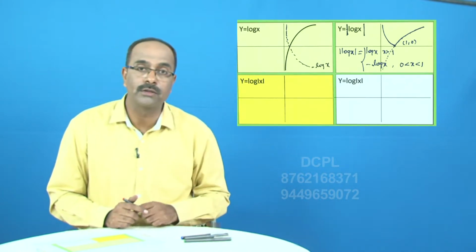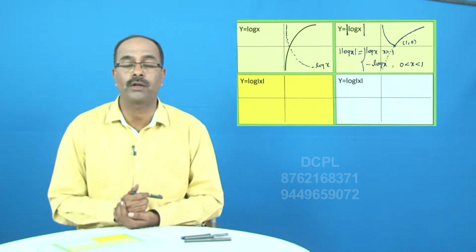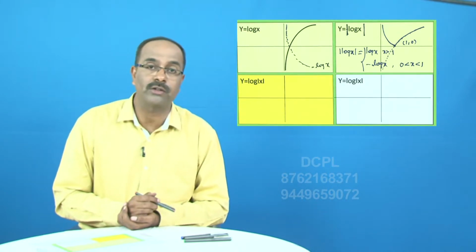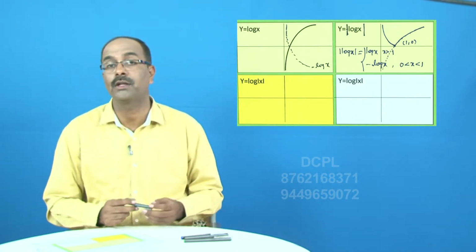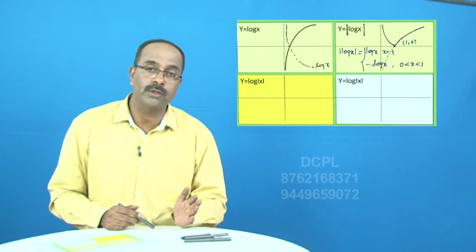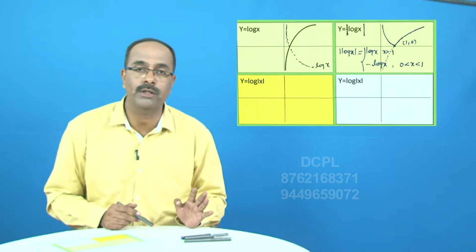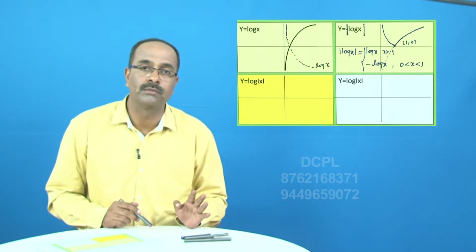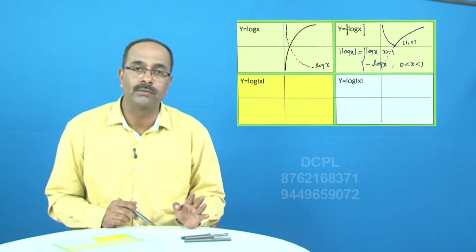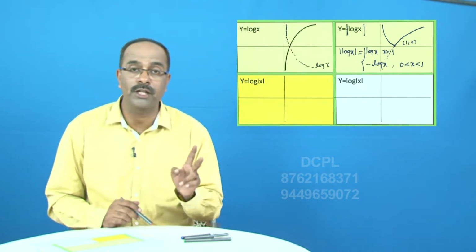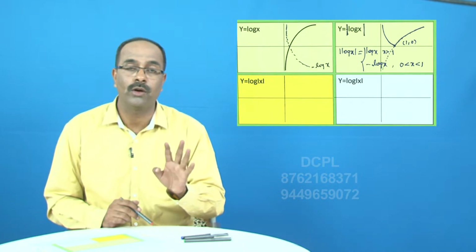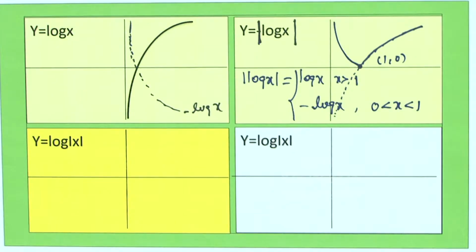Mod of log x is log x if log x is positive, minus log x if log x is negative. When log x is positive, if x is greater than 1, log x is positive, right? When log x is negative, if x lies between 0 and 1, log x is negative. Understanding this?